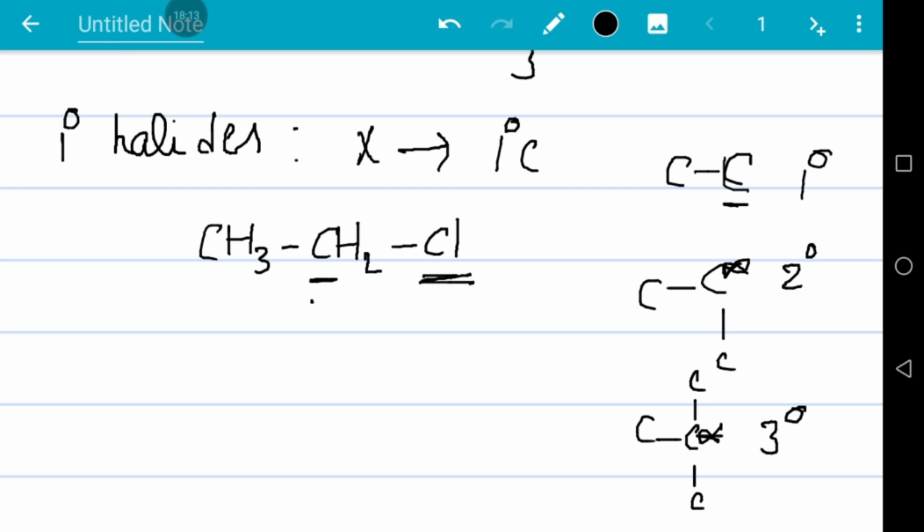Now, Cl is attached to this carbon. Around this carbon, how many carbons are there? Only one carbon is there. So that's why it is a primary carbon. So halogen is attached to a primary carbon, so it is a primary halide.